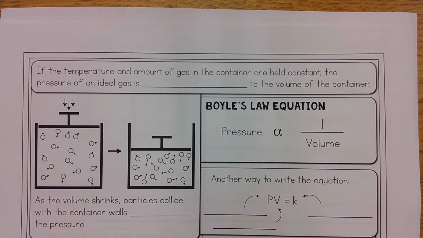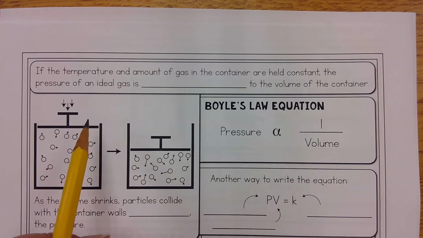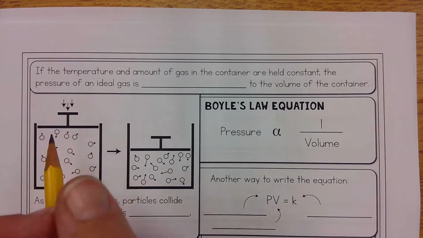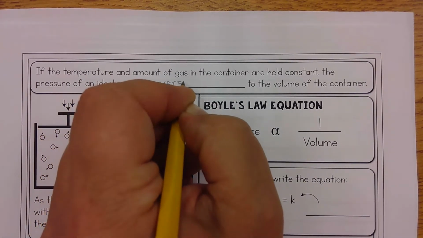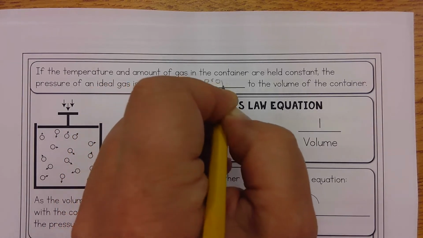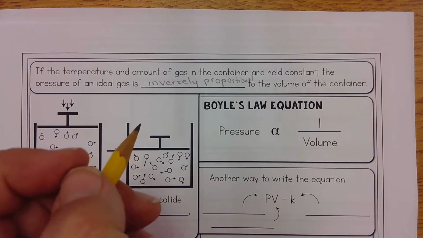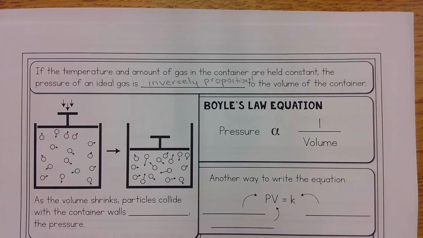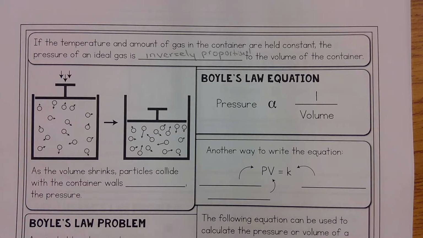Boyle's law basically says if temperature and amount of gas in a container are held constant, so temperature doesn't change, the pressure of a gas is inversely proportional to the volume. So pressure is inversely proportional to volume, which means when one goes up, the other goes down. Volume goes up, pressure goes down. Pressure goes up, volume goes down.